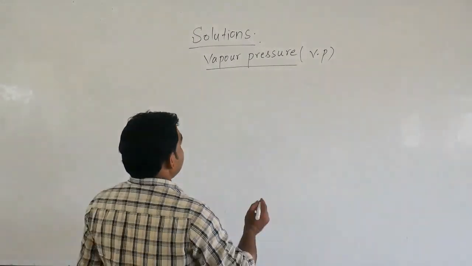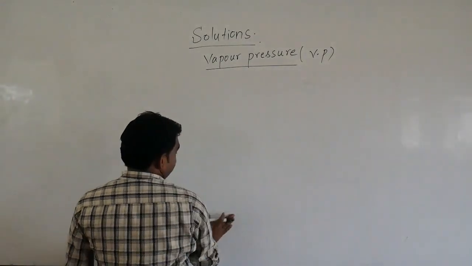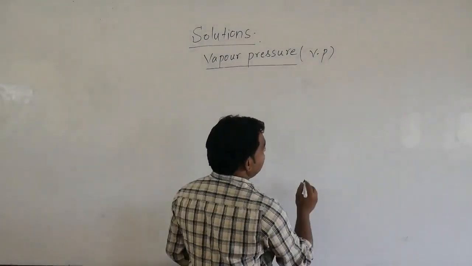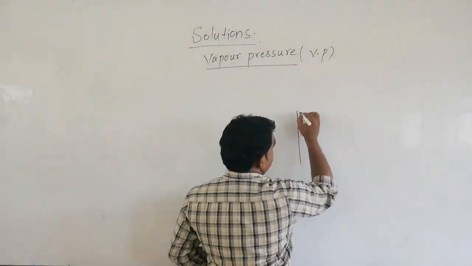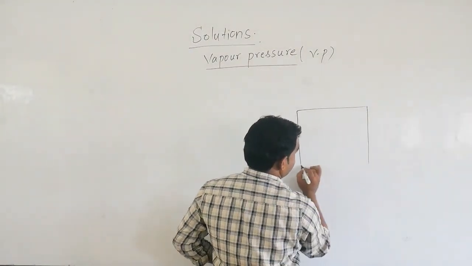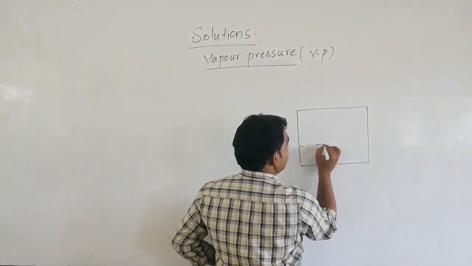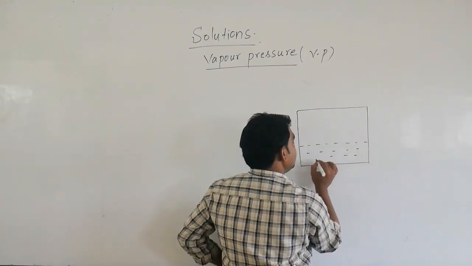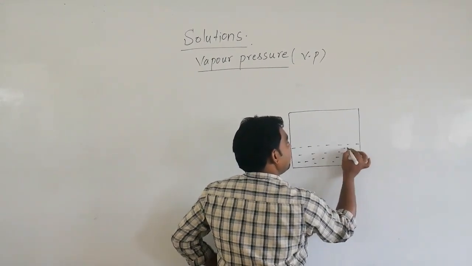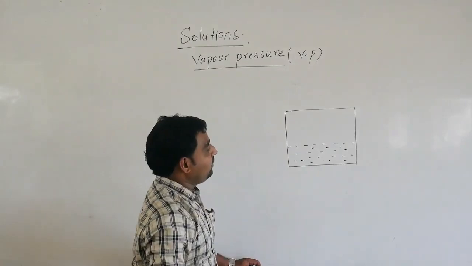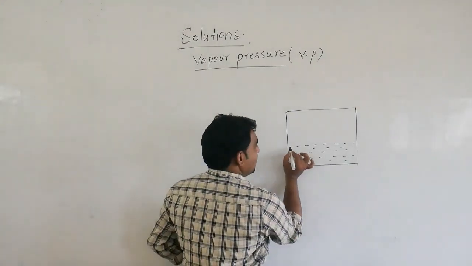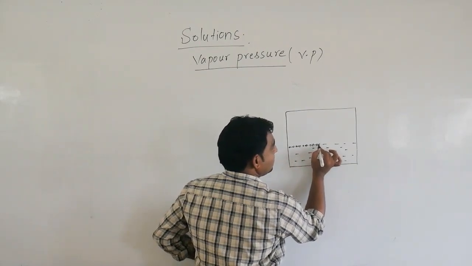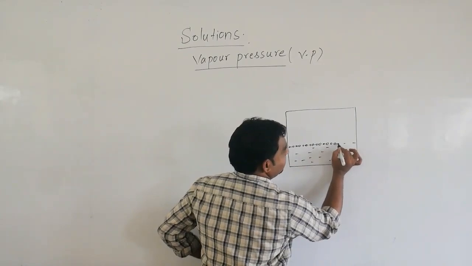Vapor pressure means, before going to that, let us take a pure solvent in a closed vessel. This is a solvent, a liquid, you can imagine water. Half of the vessel is filled up with the liquid. These are the liquid molecules situated at the surface of the solvent.